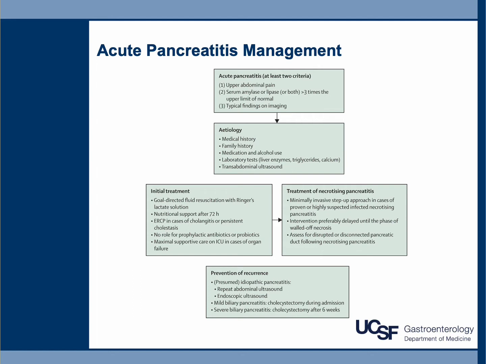To prevent recurrence of pancreatitis, generally we encourage patients to remove the offending agent, whether it is alcohol or medications. If it's deemed idiopathic pancreatitis, a patient should undergo repeat abdominal ultrasound or endoscopic ultrasound several weeks after the resolution of pancreatitis to ensure no underlying anatomic cause, such as pancreatic disease or a mass that is causing the pancreatitis. If patients have pancreatitis due to gallstones, patients should also undergo cholecystectomy during that admission. If they present with severe pancreatitis, they should undergo cholecystectomy at least 6 weeks after.